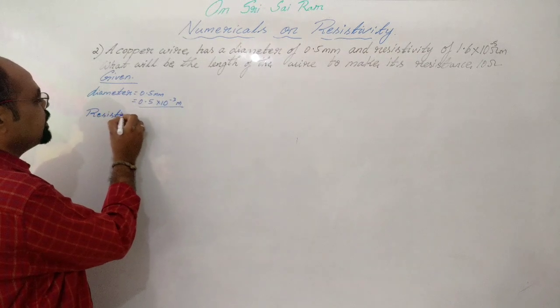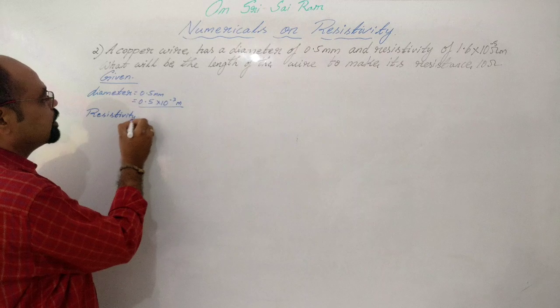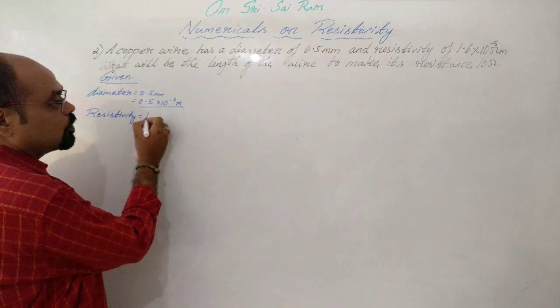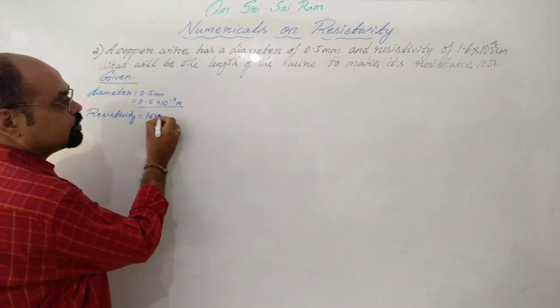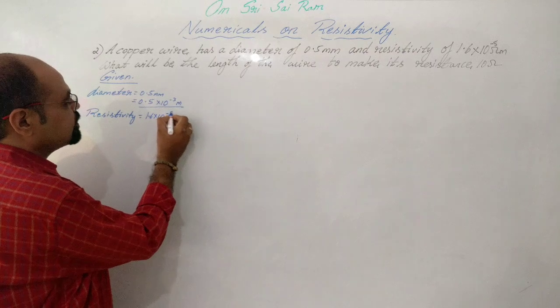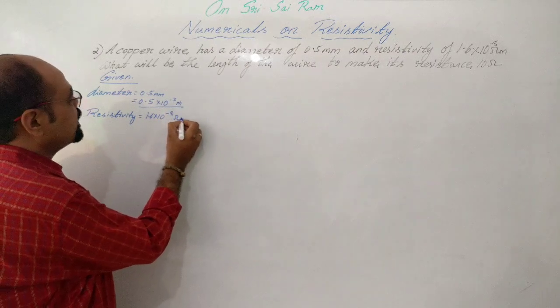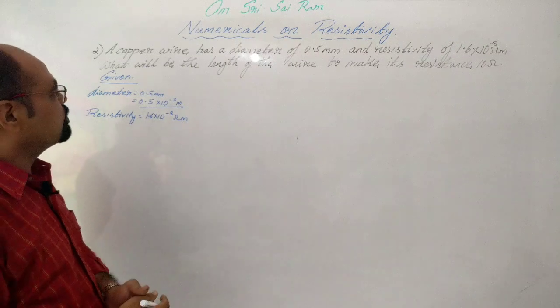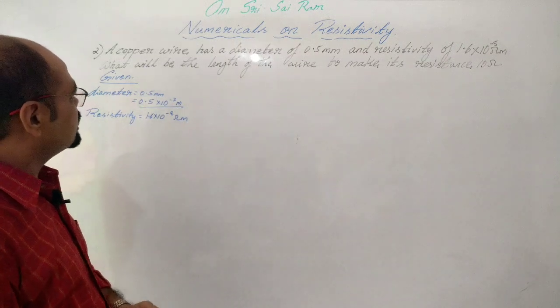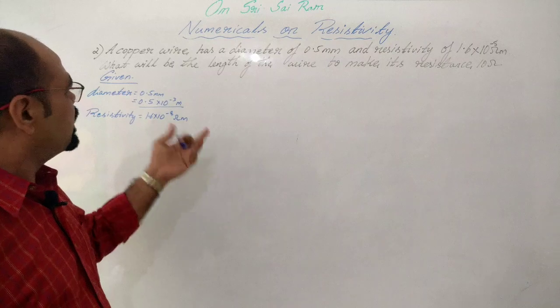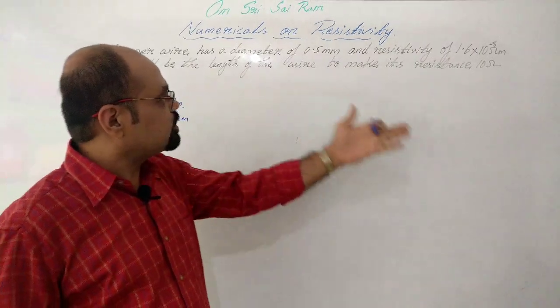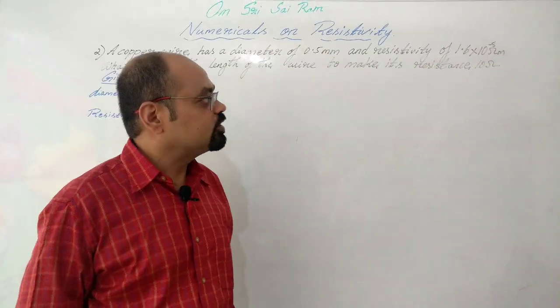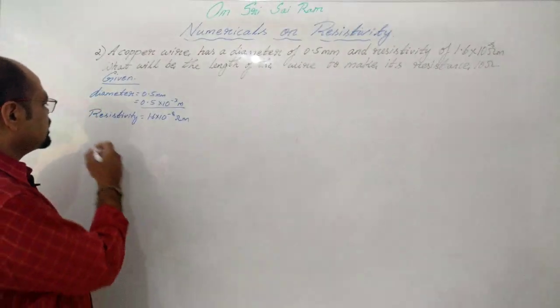Resistivity is given. Resistivity is equal to 1.6 into 10 to the power of minus 8 ohm meter. So this is in its respective SI unit. There is no need of changing any unit value here. What will be the length of the wire to make its resistance 10 ohms? So resistance is given.